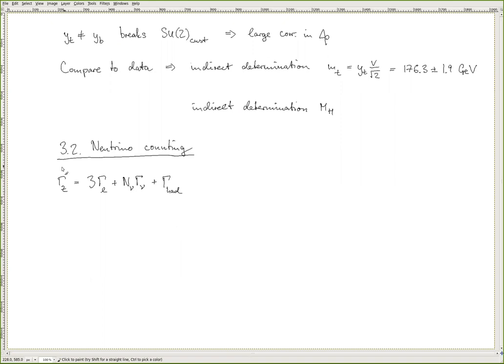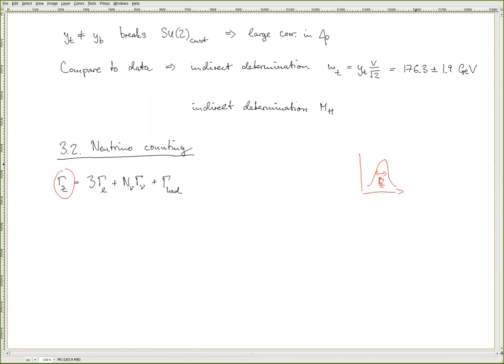We saw that we can measure this total width by looking again at the line shape of the Z boson cross section at different center of mass energies, and the width of this curve. That's where we get it from. So we know this.